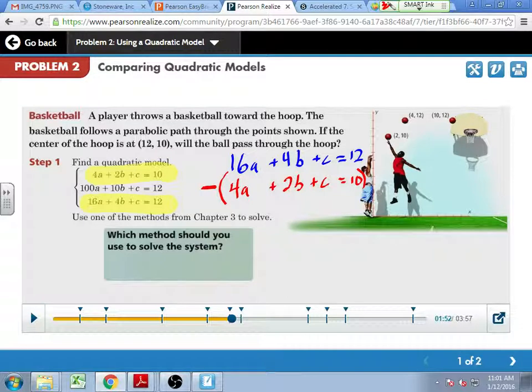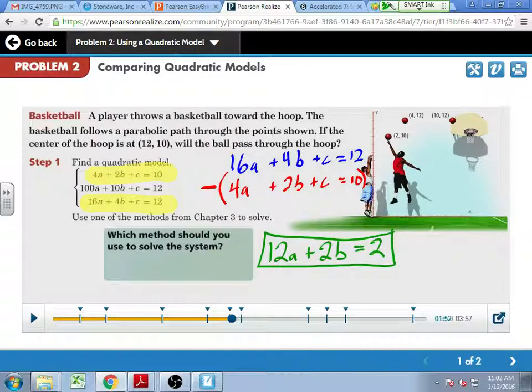When I combine those, I get 12a plus 2b equals 2. Now I've got an equation without a c that I could work with. So I want to do that again with 2 different equations. Might as well use the second and the third. I was going first and second. You were going first and second. You can do either the second minus the first or the second minus the third. Either way, it's just going to change how you perform the rest of it.